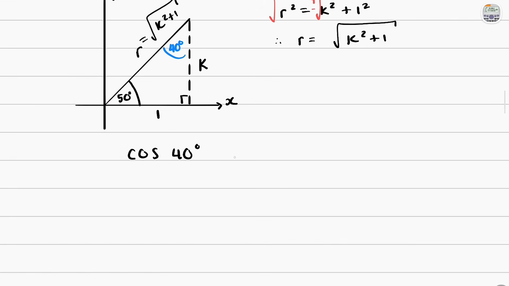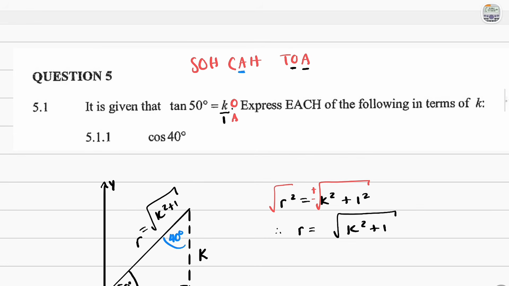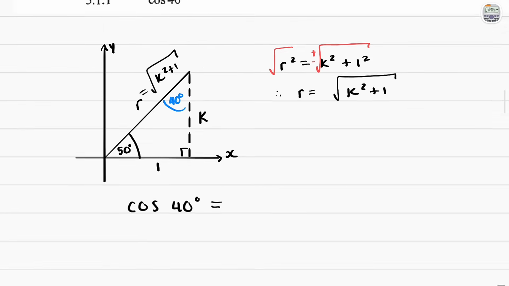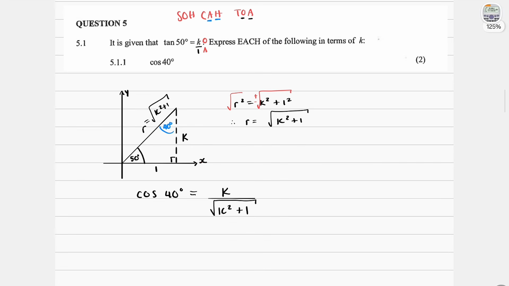And now we can find cos 40 degrees. So cos, using SOHCAHTOA, we take the adjacent side over the hypotenuse. And so we're going to now look at 40 degrees specifically. This would be the side opposite the 40 degrees. But then next to 40 degrees, adjacent to 40 degrees, that is the k. So adjacent over hypotenuse is k over the hypotenuse, which is this. And so our answer is k over the square root of k squared plus 1. And that is our answer there. Moving on to the next question.